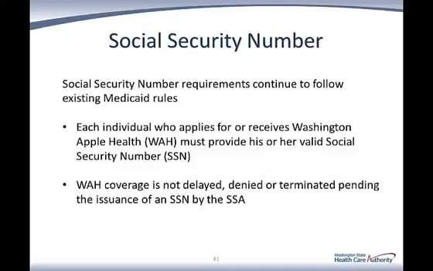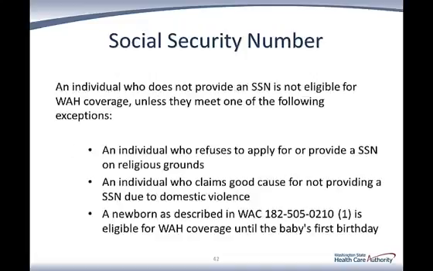Social Security number requirements continue to follow existing Medicaid rules. Each individual who applies for or receives Washington Apple Health must provide his or her valid Social Security number. Washington Apple Health coverage is not delayed, denied, or terminated pending the issuance of a Social Security number by the Social Security Administration. An individual who does not provide a Social Security number is not eligible for Washington Apple Health coverage unless they meet one of the following exceptions.